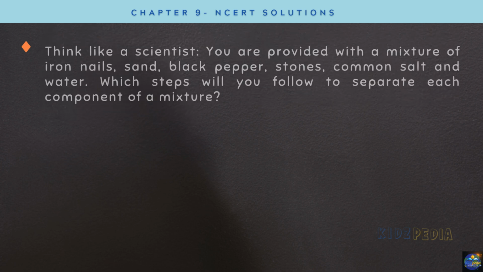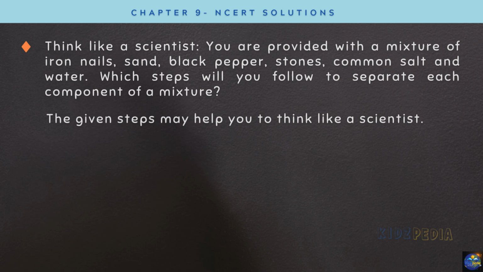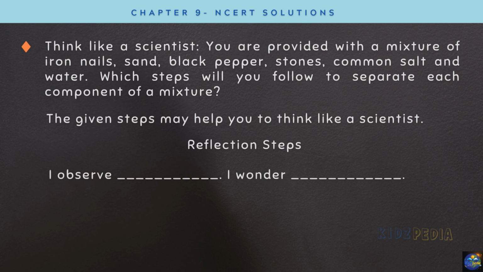Next one, think like a scientist. You are provided with a mixture of iron nails, sand, black pepper, stones, common salt and water. Which steps will you follow to separate each component of a mixture? The given steps may help you to think like a scientist. Reflection steps: I observe, dash, I wonder, dash.